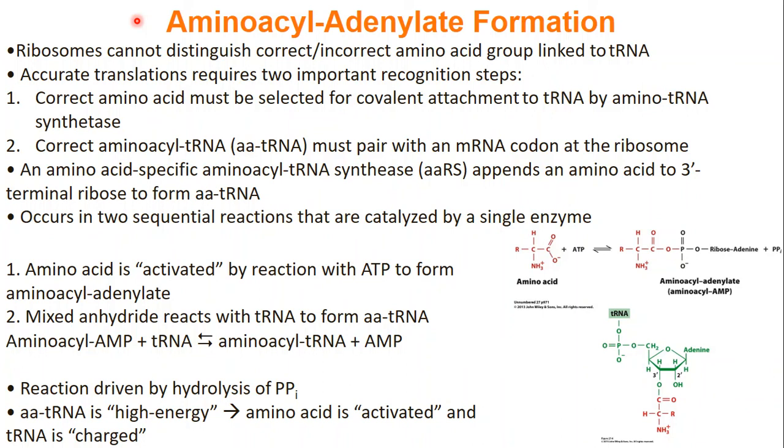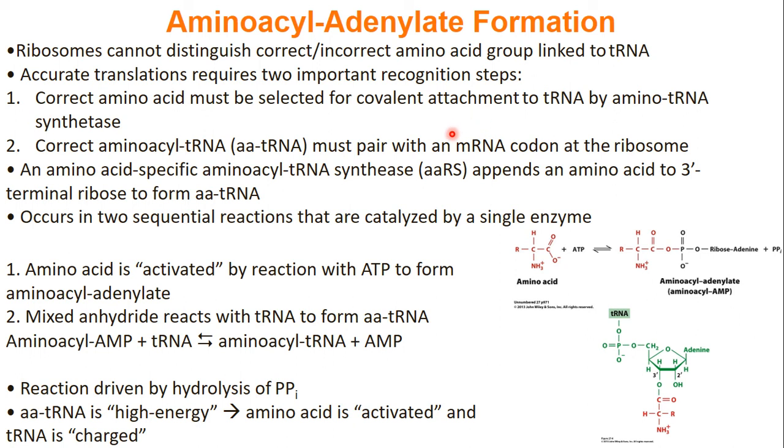In this video, we're going to go over how the amino acid is connected to the tRNA. Now, ribosomes themselves cannot tell if the tRNA they take in has the correct amino acid linked to it. Therefore, if we want accurate translation, there's two important steps that must happen. One, the correct amino acid must be attached to the tRNA, and this is carried out by aminoacyl tRNA synthetases.